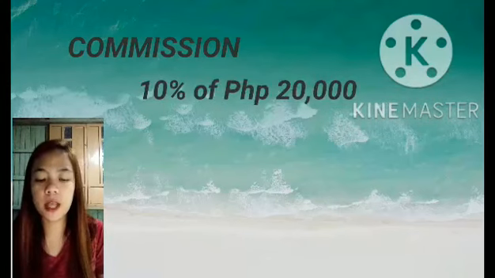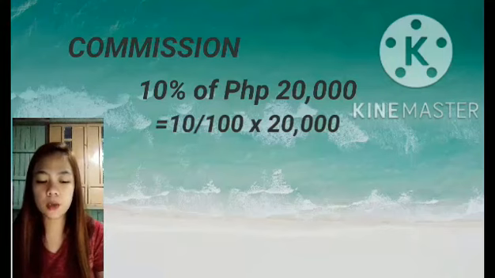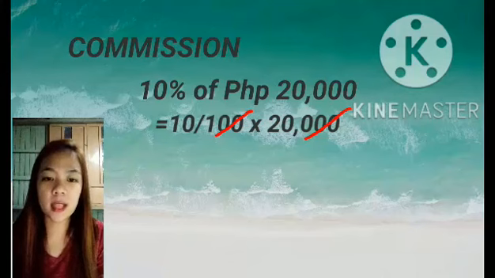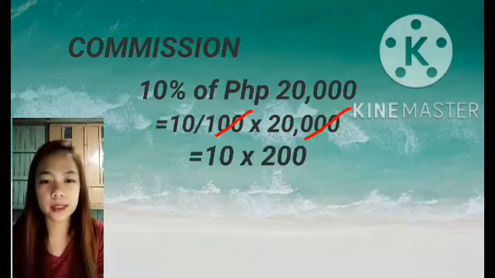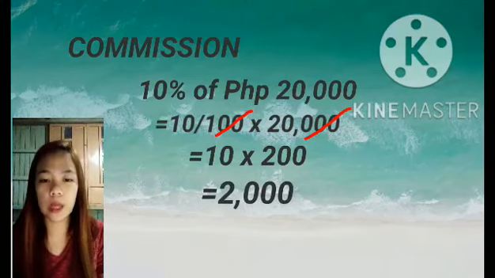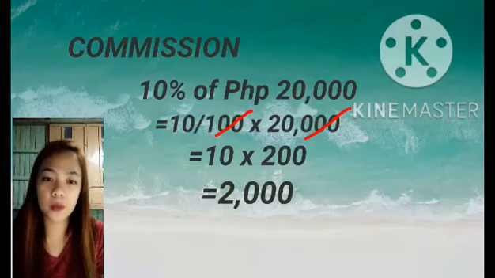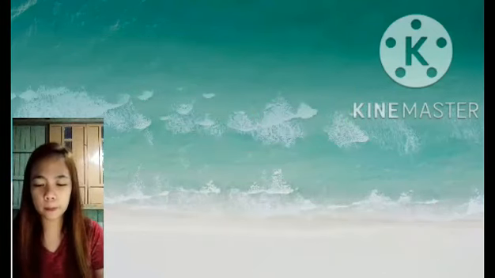First, 10% of 20,000 pesos is equal to 10 over 100 times 20,000 pesos. The first thing we need to do is to cancel the two zeros in the 100 and in 20,000. So that 10 over 1 is equal to 10 times 200, which is equal to 2,000 pesos. So Michelle's commission in the art gallery is 2,000 pesos.